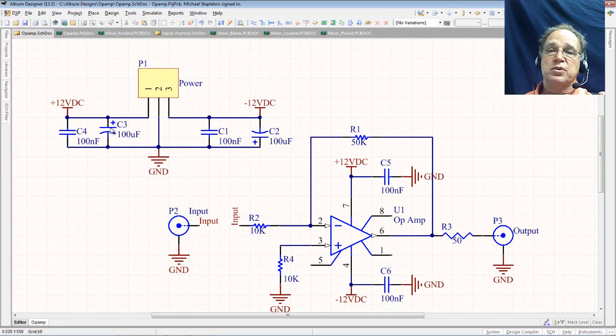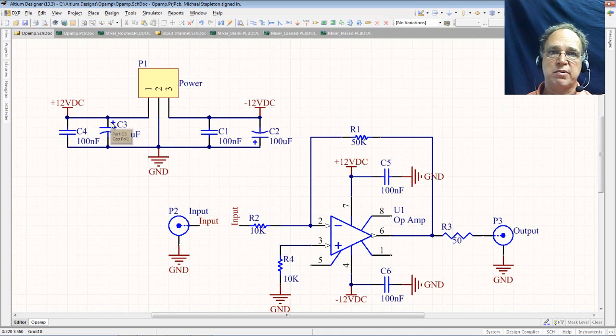Now, this electrolytic is made with two long, narrow strips of aluminum foil with an insulator in between them, and they roll it up real tight with electrolyte, a special liquid they put in there. And once you put that together and roll it up real tight, it's physically small with a large capacitance.